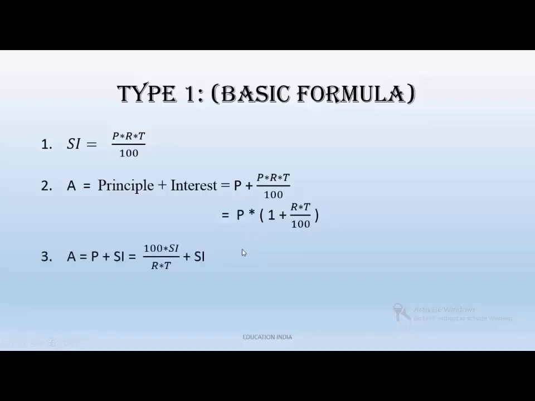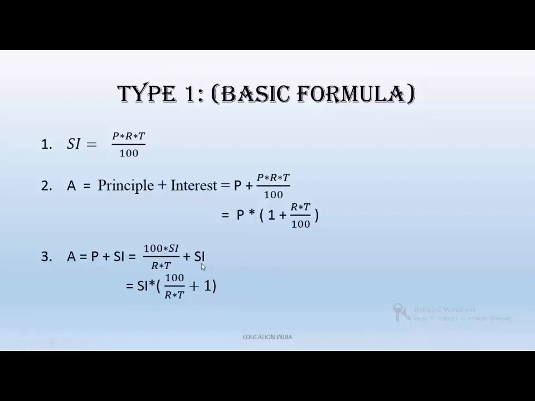Now let's try to express amount in terms of simple interest. So first of all, we need to express principal in terms of simple interest. Corresponding to equation number 1, we can write principal as simple interest times 100 upon R times T. Replacing principal with the corresponding equation and adding it to the simple interest and taking simple interest common, we have this simple equation. These are some of the basic formulas of simple interest.